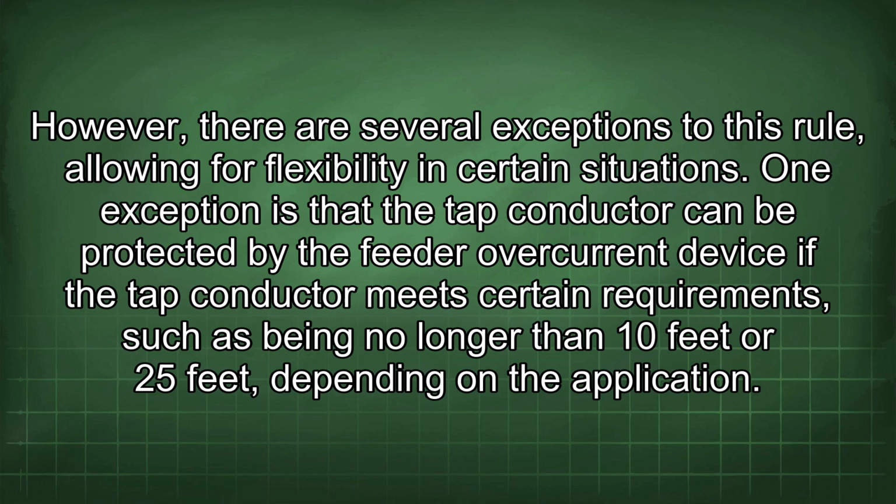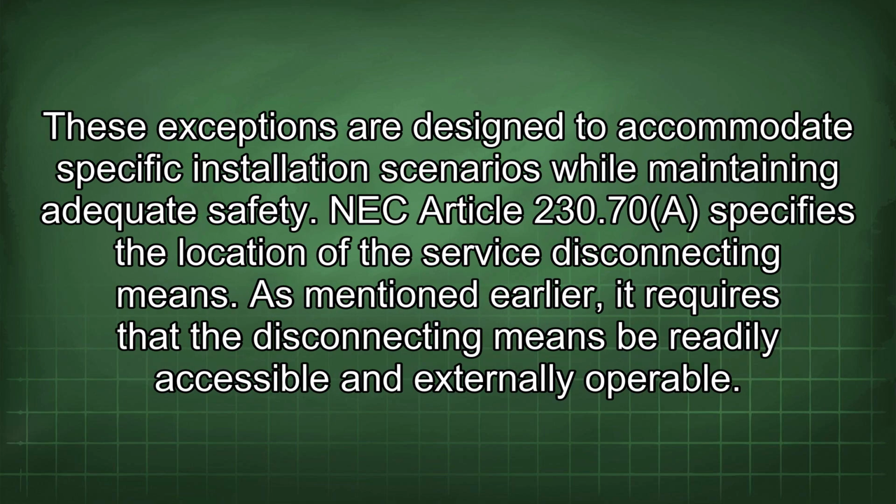However, there are several exceptions to this rule, allowing for flexibility in certain situations. One exception is that the tap conductor can be protected by the feeder overcurrent device if the tap conductor meets certain requirements, such as being no longer than 10 feet or 25 feet, depending on the application. These exceptions are designed to accommodate specific installation scenarios while maintaining adequate safety.